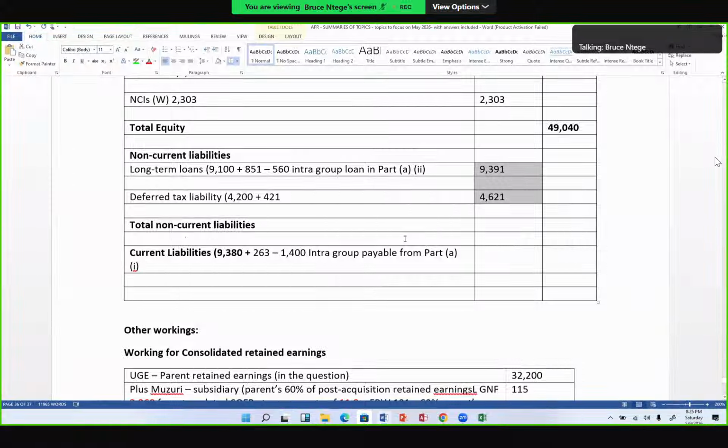So in that I have 9391 plus 4621. I have a 14012. Sorry, it should be down. 14012. So that's the total of the non-current liabilities.